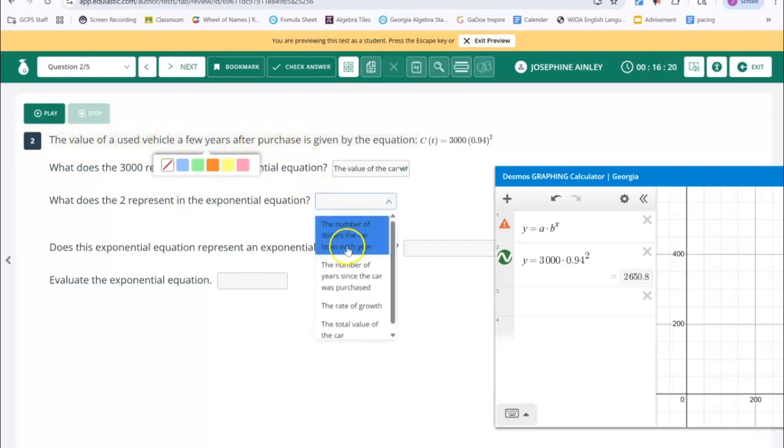The number of dollars the car loses each year? No. The number of years since the car was purchased? Yes. However, I'm going to read through. The rate of growth? No. The total value? No. The only thing that has time is this, and it is the number of years since the car was purchased.